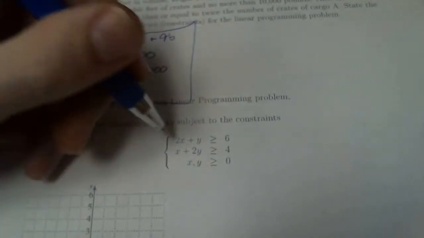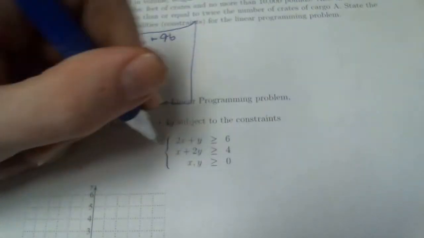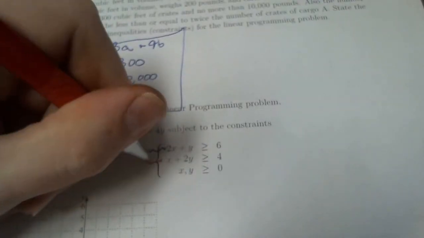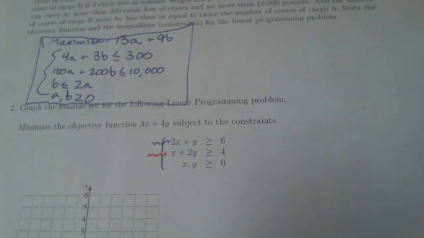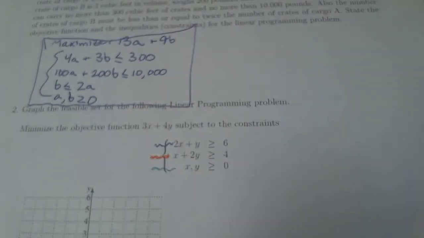So here, I'm going to denote this first one with the blue line. And we'll go red for the second one. And we'll go green for my third inequality.